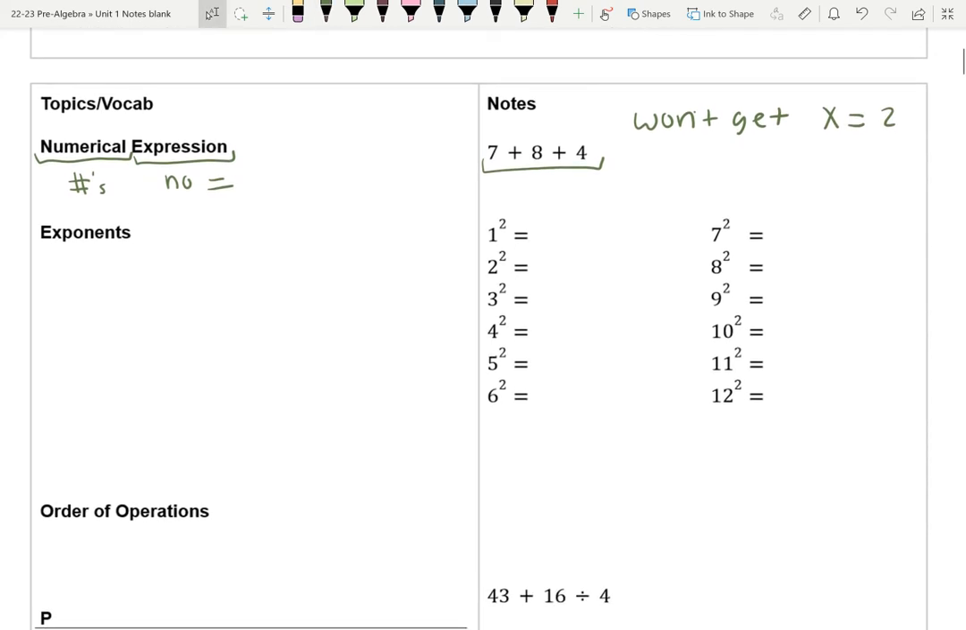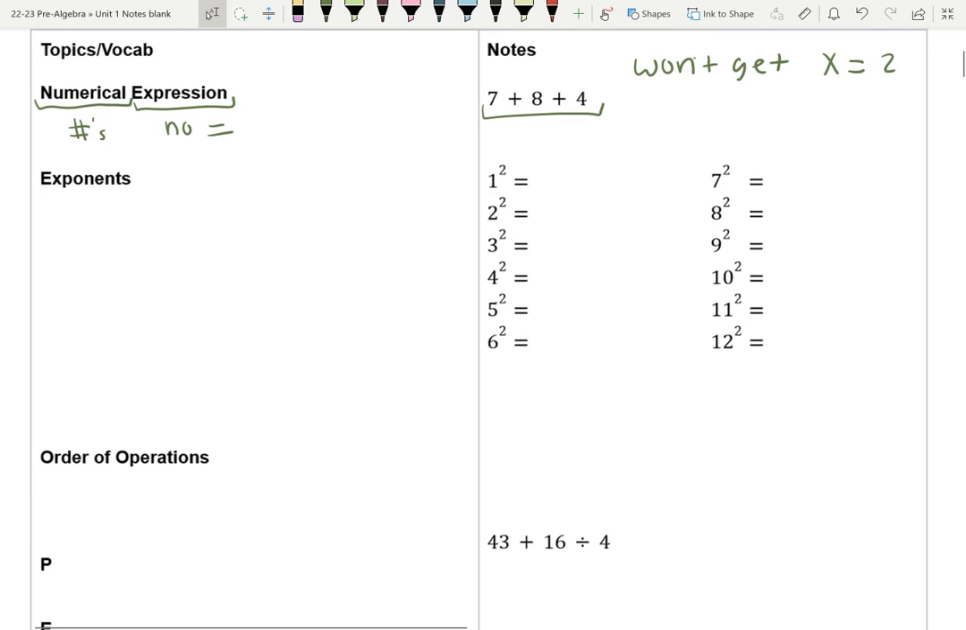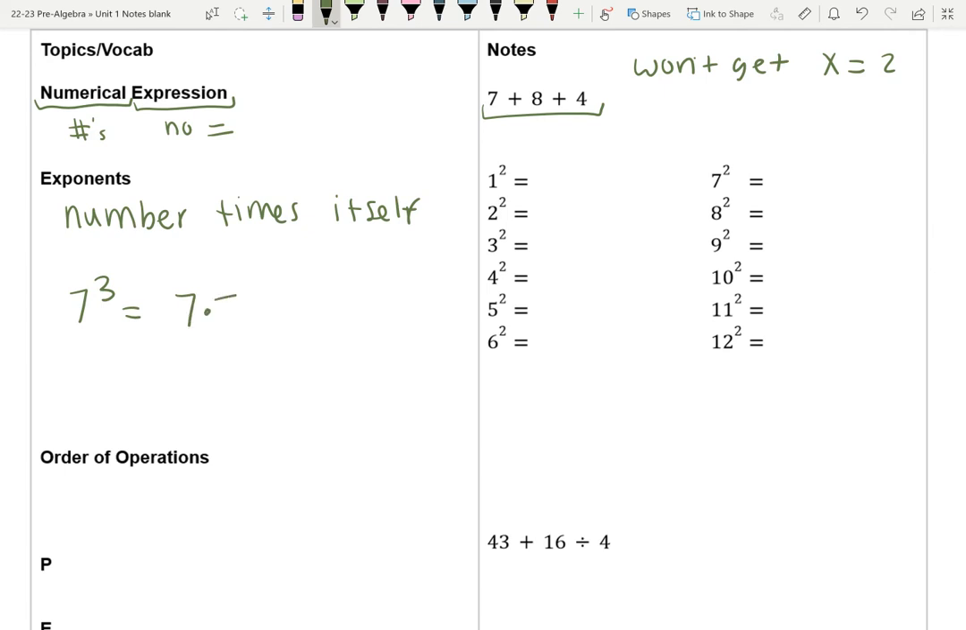Okay, so in these expressions, we're going to have a lot of exponents. So we're going to go over our first 12 perfect squares. So an exponent, remember, is the number times itself. So if I had 7 to the third, for example, that would be 7 times 7 times 7. So let's do these ones over here.